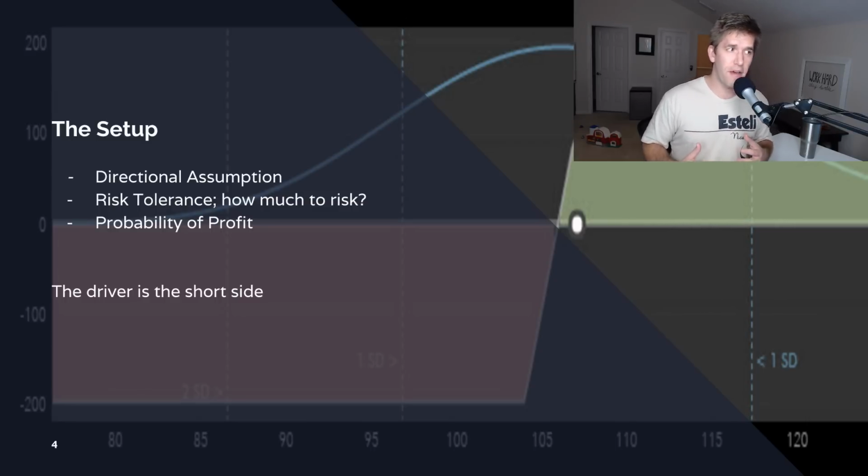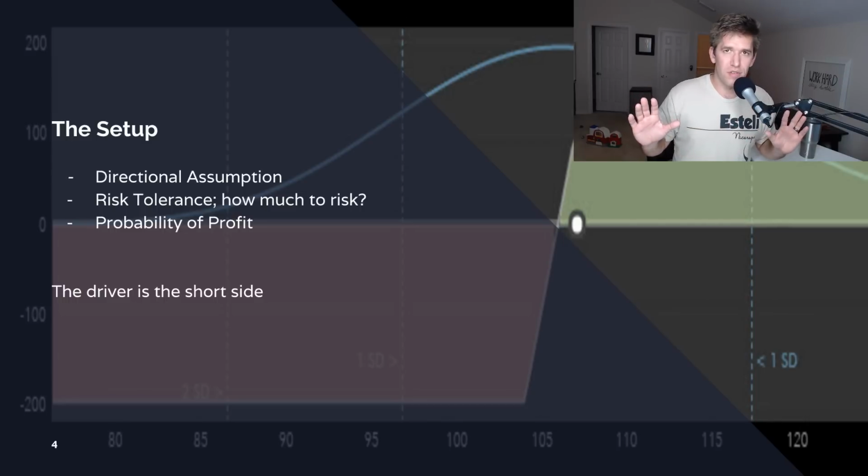I was approved in about 5 minutes when I did sign up for TASTYWORKS. But you first start out with an assumption. Do you think the stock's going to go up? Do you think it's going to go down? And as you'll read on a whole bunch of blogs and newspapers, they're going to tell you which direction the stock is going to go.